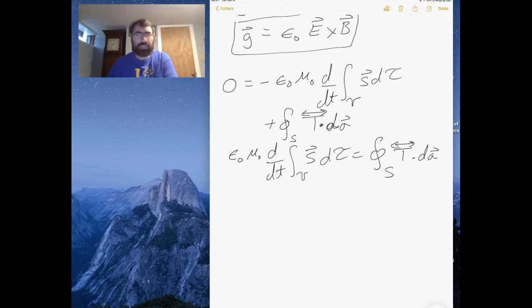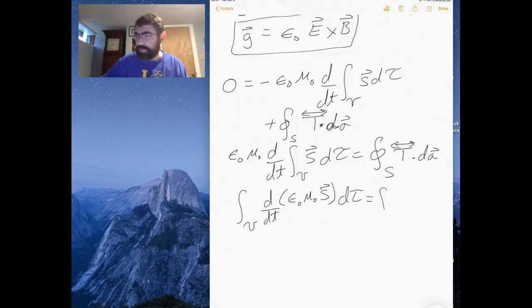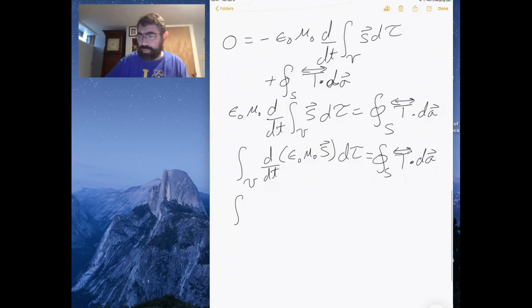and honestly we can take the derivative before we integrate over all space. So we could rewrite this now as a volume integral of the derivative of epsilon naught mu naught, the Poynting vector, integrated over the volume. That's just the momentum density. So I have the integral over the volume of the change in the momentum density with respect to time.